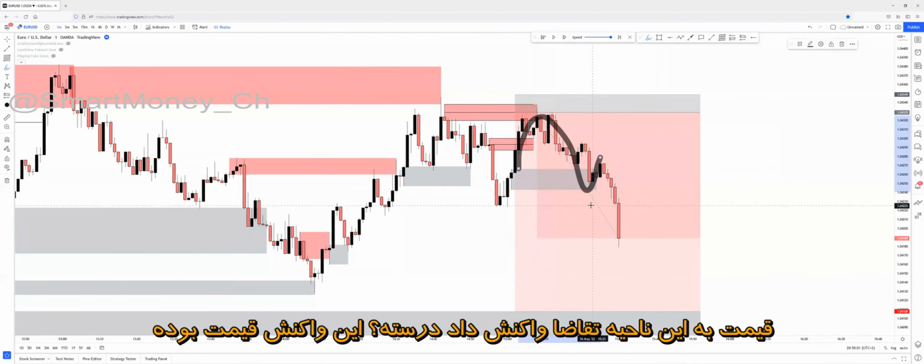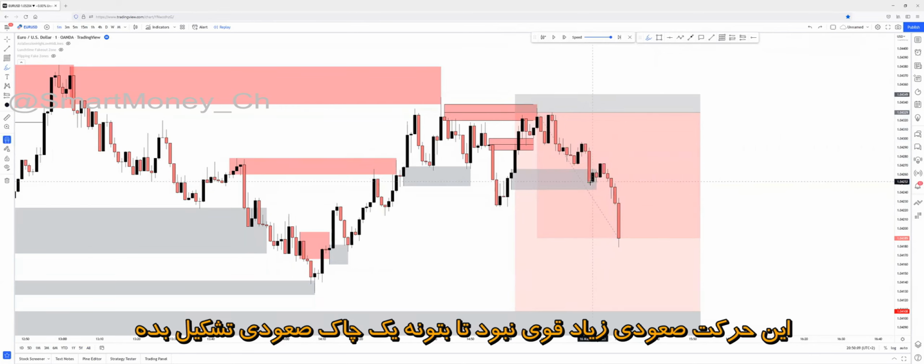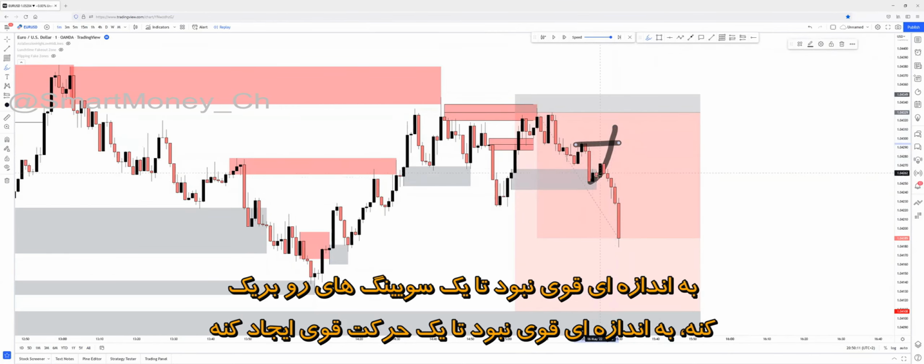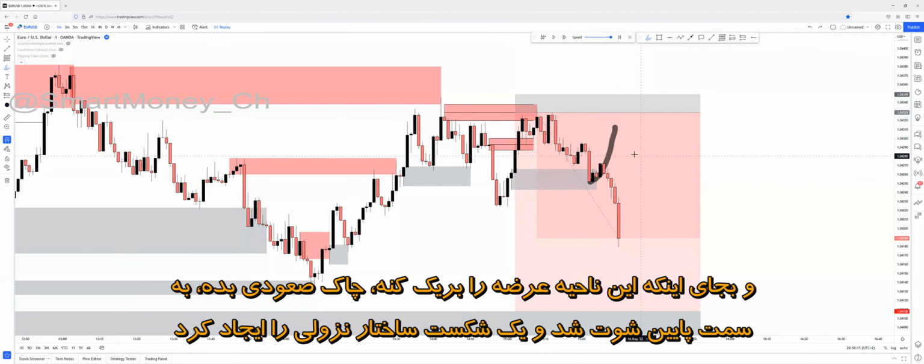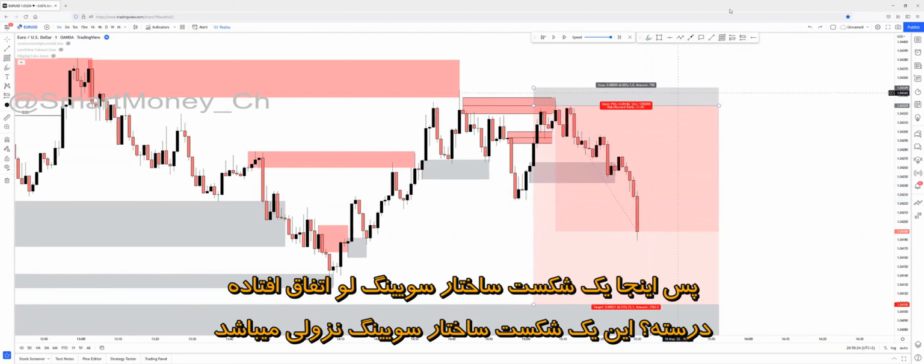Price was just reacting on this demand zone, right? There was a reaction. Coming down, reacting on this demand, mitigating the 50%, coming up. This upside movement wasn't strong enough to create a change of character to the upside. It wasn't strong enough to break the swing high point, or to create any high impact movement. Instead of breaking above this supply zone or this high point, it just blew to the downside and created a swing low breakout structure. So here was a swing low breakout structure, right? This is a swing breakout structure to the downside.